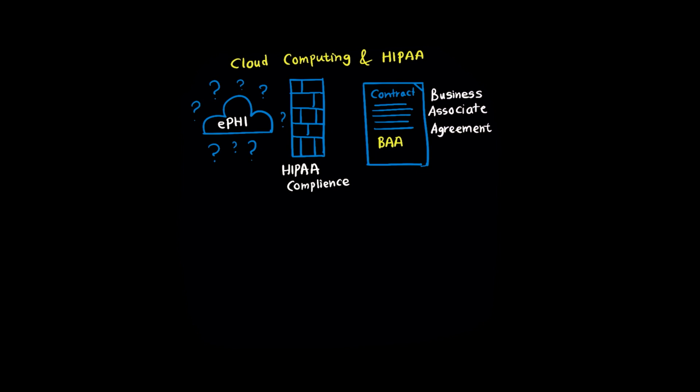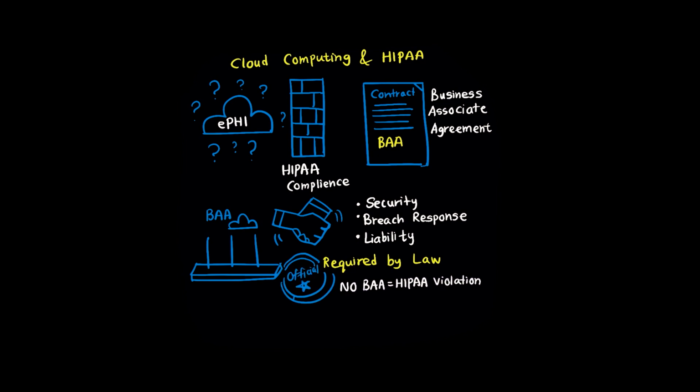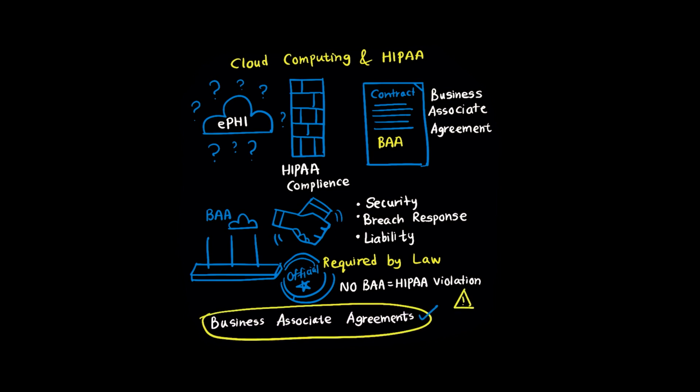Any cloud provider touching EPHI must sign a BAA. It's a legal contract defining exactly how they'll protect patient data and what happens if they fail. Think of it as a prenuptial agreement for data relationships. Without it, you're violating HIPAA before you even start. The BAA defines security responsibilities, breach procedures, and liability. It's not optional. It's the foundation that makes cloud computing legally possible for healthcare.